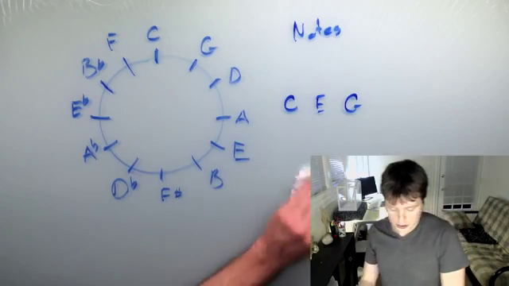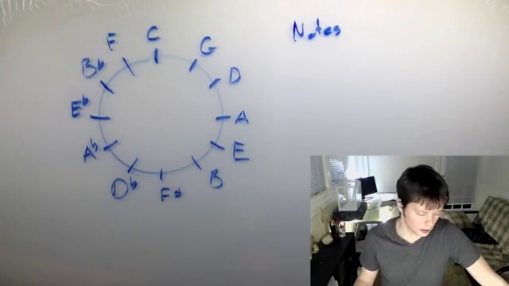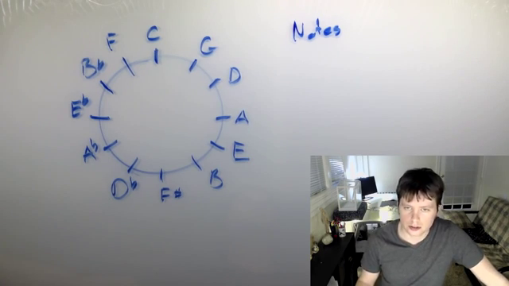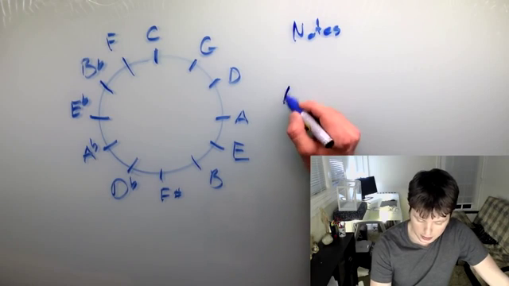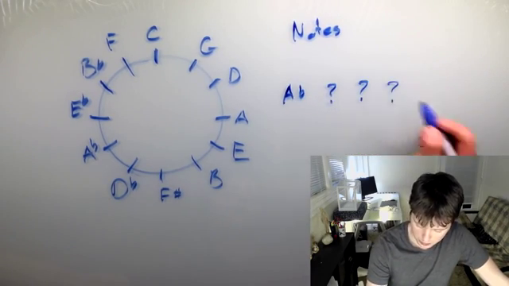Now, let's do a slightly more complicated example. So let's say you're trying to figure out an A flat major 7 chord. Now, most likely you don't know this chord right off the bat. So this is a 4-note chord. So there's 3 mystery notes here.